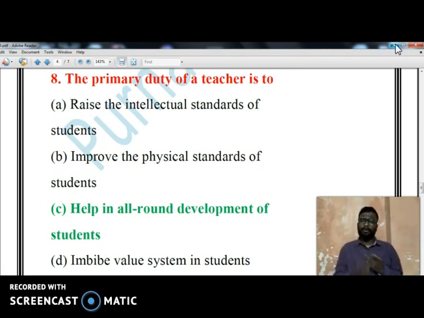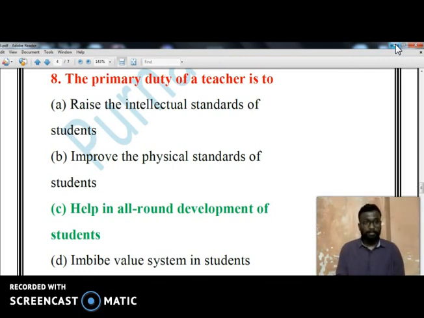What does it mean, all-round development? All-round development means the student's development in academics, in sports, in personal and interpersonal aspects, in career, right, in skills. So if a student gets developed in all-round aspects of his life, definitely he can succeed in any life. So for that purpose, it is the primary duty of the teacher to deal with all-round development activities of the students. I hope you understood, right?